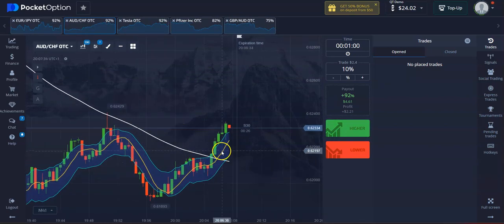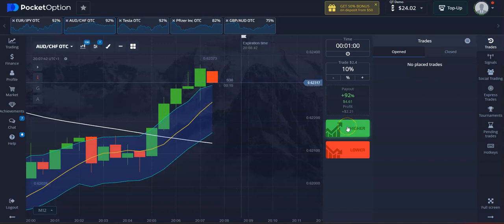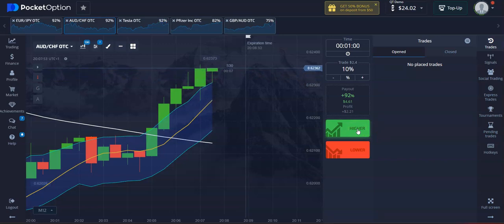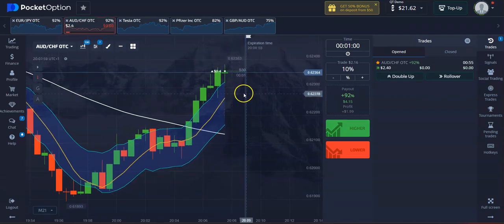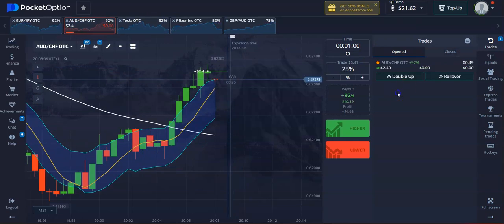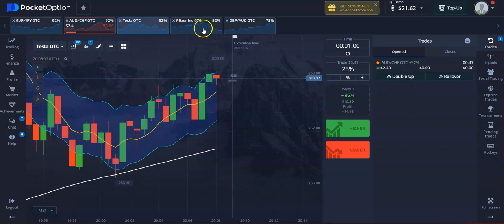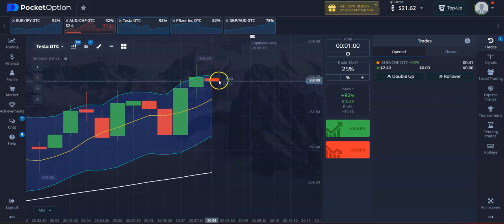It feels like this one is going to have a crossover and it's going to go to the upside. So just waiting for the candle to come closer to the yellow line. The closer the better. And then from there, we are going to take our higher position. We're going to take it there because I feel like price is going to go back up now. So 10% there. If not, we're going to go 25%. Let's have a look at Tesla. Tesla's still going up. Let's see if we can catch Tesla right here.